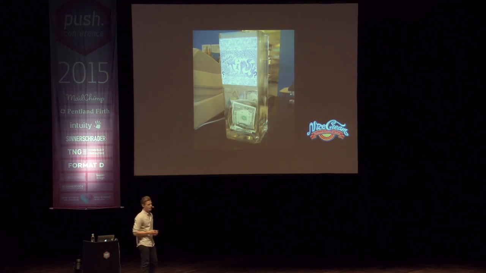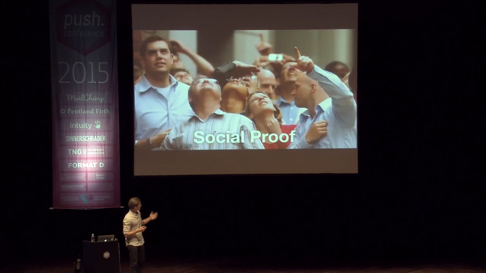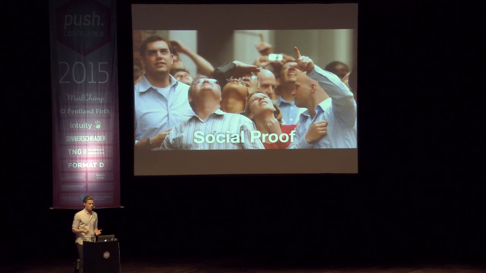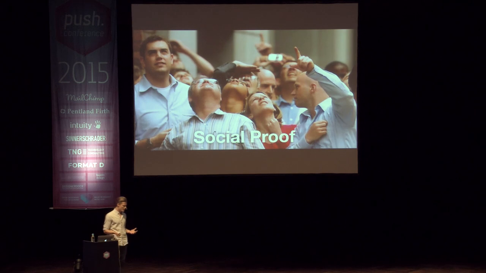So there is actually an example of several different psychological principles in effect. One of them is this concept of social proof: the fact that we tend to follow the patterns of people that we think are like us. So when we come into a bar and we don't know if this is an expensive or cheap place, we tend to do what everybody else does, right?